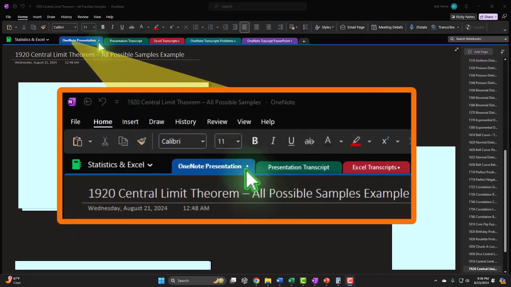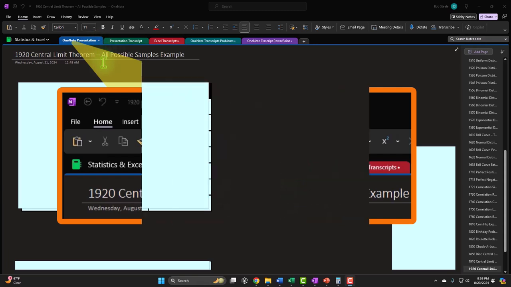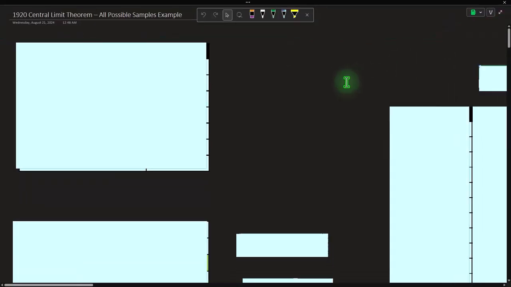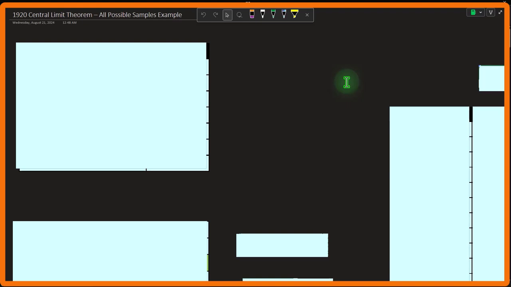In the OneNote presentation section, 1920 Central Limit Theorem, All Possible Samples, Example tab, we're looking at the concept of the Central Limit Theorem, keeping in mind how we might apply that concept to a normal practical application within statistics, where we are trying to find information about a large population. We cannot test every item within that population. Therefore, we would like to take a sample of that population, test the sample, and get the findings from that sample, hoping that we can then apply those findings to the larger population in some way, shape, or form.